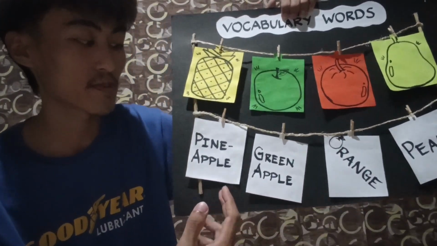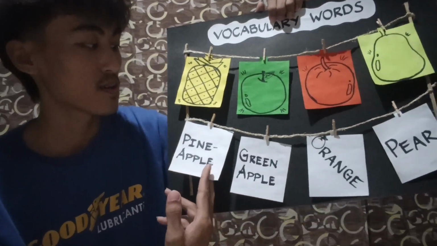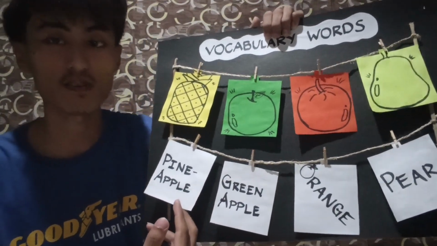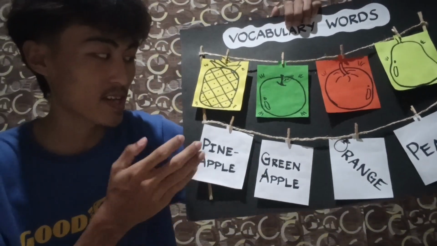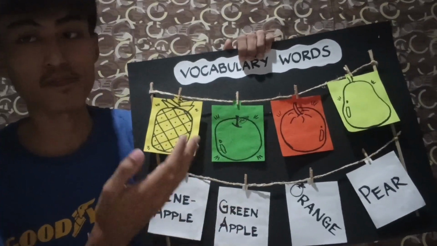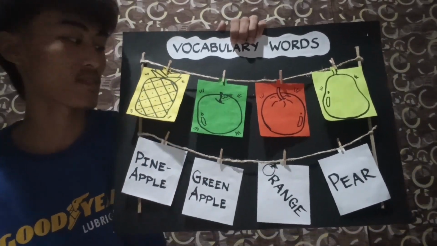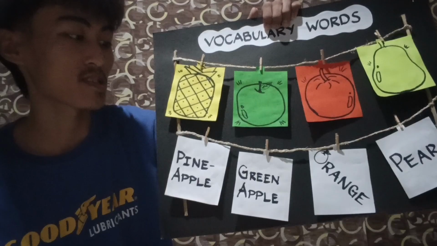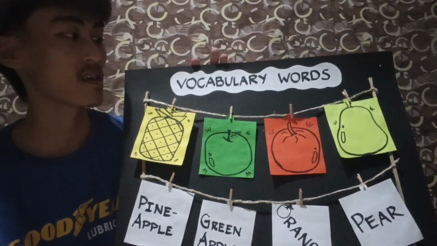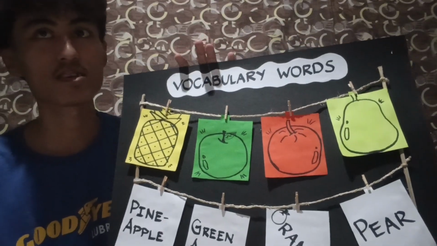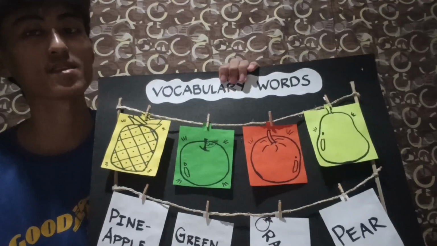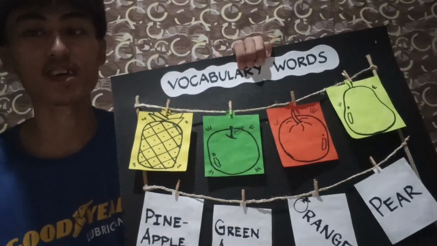So I'm going to ask them first, in the pineapple, where do you think it belongs? So I'm going to let them hang it where it belongs. So for example, they hang it below the pineapple illustration. So by that, they match the words through the correct illustration, meaning the objectives are achieved and the instructional material is helping a lot.